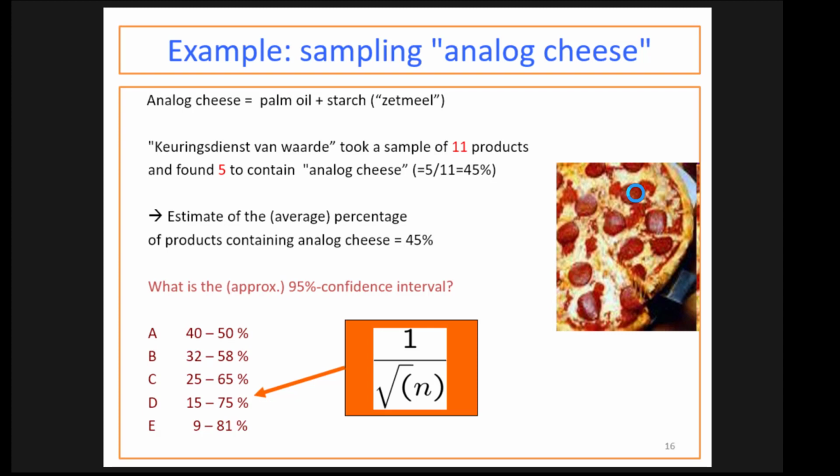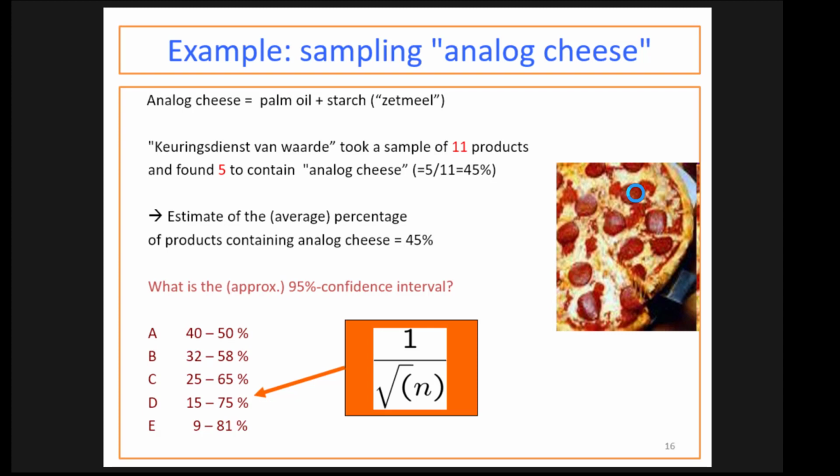As you see, with a sample of 11 you get a huge confidence interval. Anywhere between 15 to 75% would be a reasonable estimate. Okay, so this works if you have something like this where you have either a yes or a no. Is there analog cheese in there? Yes or no? Then that 1 over square root n rule will work. You can do it the other way around. If n would have been, let's say, 100, then we have 1 over square root of 100. That's 1 over 10. That's 10%. So then the confidence interval would have been 45 minus 10, that's 35, 45 plus 10, so from 35 to 55.